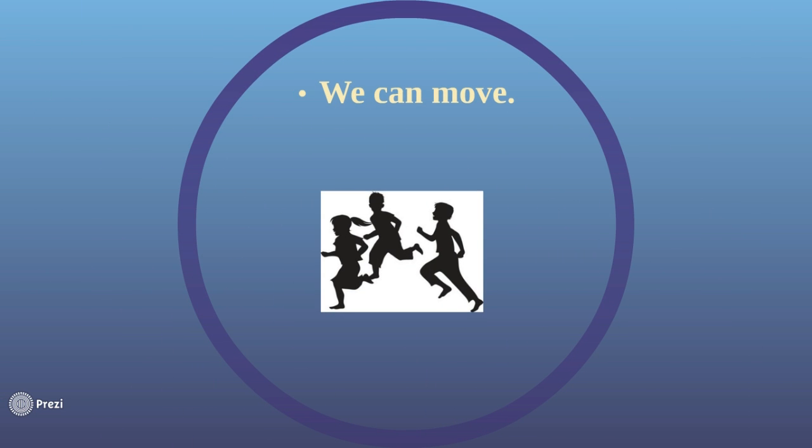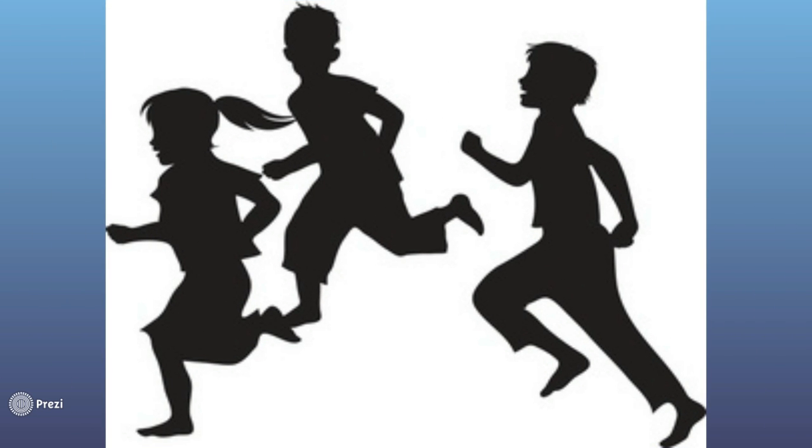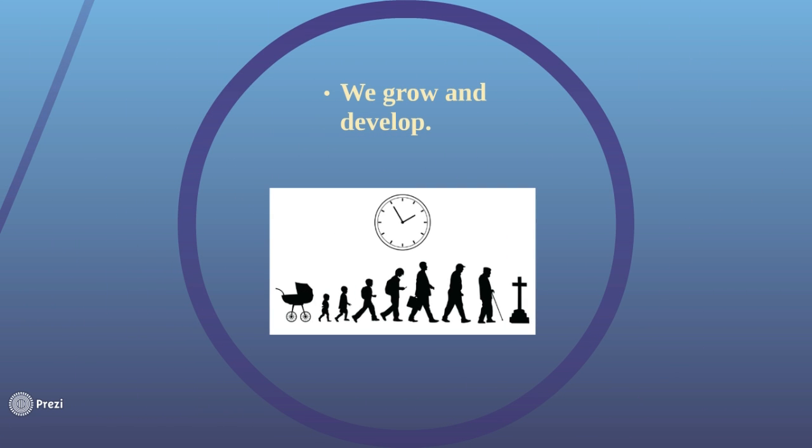Next, we can move. Imagine a world where we don't have the power to move. If we can't move, we can't do anything. So another characteristic that is unique to all living organisms is that they have the ability to move. Even plants can more or less move. They move towards sunlight or to a more favorable position.